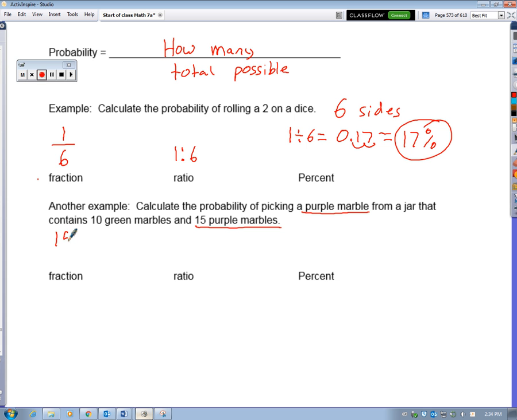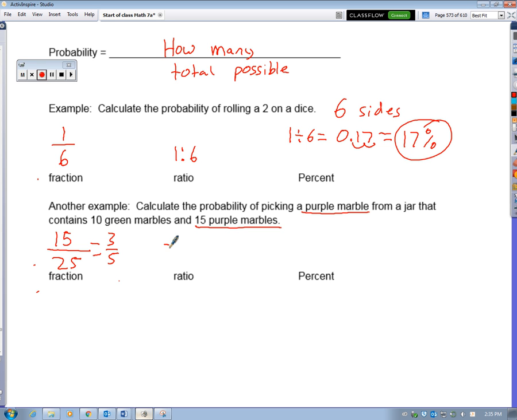Okay, so how many we want is going to be on top of the fraction, and then the total possible, like all the marbles all together. If we take the 10 marbles and the 15 marbles and add them up, that's going to get us 25. Okay, and we could simplify that down. We could divide them both by 5, 3 out of 5. So that would be our fraction to show what the probability is of getting a purple marble.